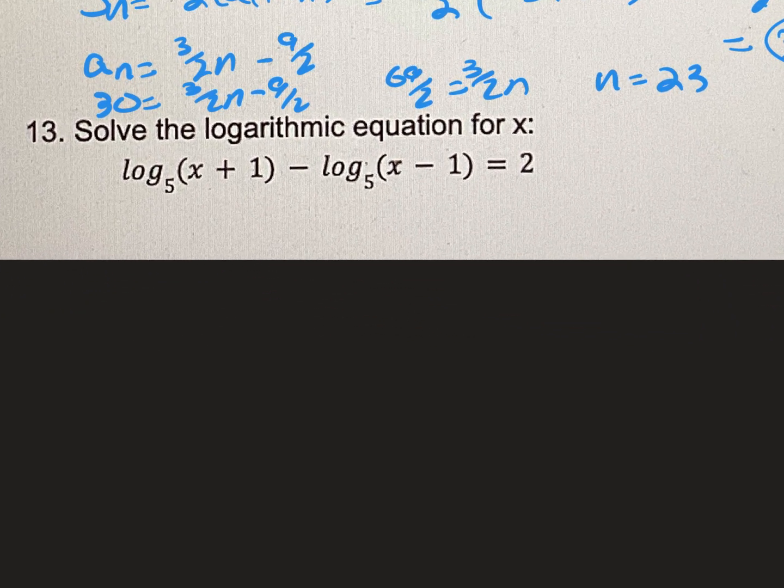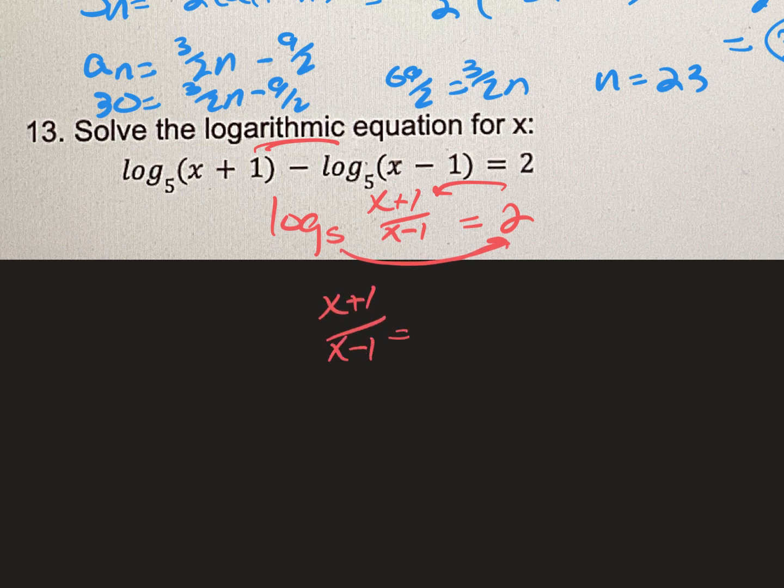Okay, we've got a couple of review ones here. Log stuff from before break. Anytime you see 2 logs subtracted, you can't subtract them. That always means division. So I'm going to take those 2 logs and write them as 1 log using division. And anytime I see 1 log, you do the old finger thing, the pattern: 5 to that power equals that. 5 squared equals that. So I have x plus 1 over x minus 1 equals 5 squared.